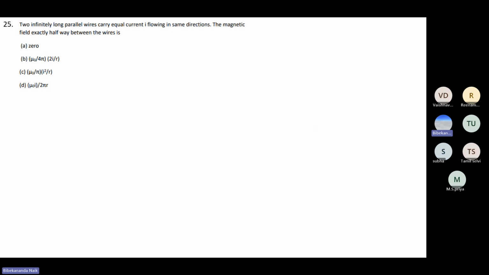So now this is the last question of the session. The question says: two infinitely long parallel wires carry equal current flowing in the same direction. The magnetic field exactly halfway between the two wires is. In the question it says there are two infinitely long parallel wires. They carry equal current, so this is also I, this is also I, and they are in the same direction.